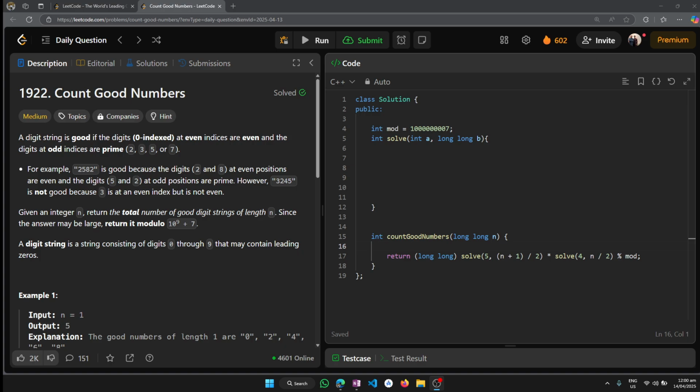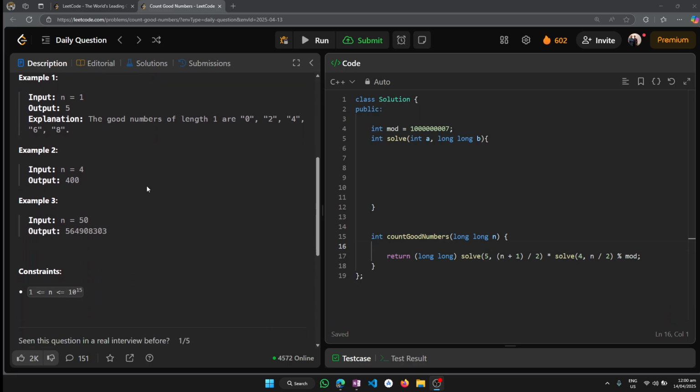Given an integer n, return the total number of good digit strings of length n. Since the answer may be very large, return it modulo 10 to the power 9 plus 7. A digit string is a string consisting of digits 0 through 9 that may contain leading zeros. The constraint over here is 10 to the power 15, so this lets us know that we cannot do this in linear time complexity.